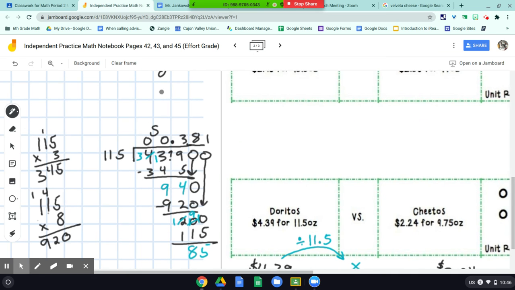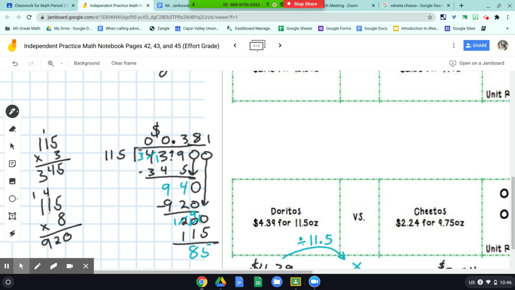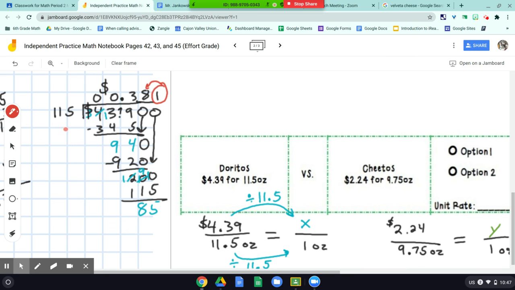So when I look at this, because remember, this is dollars we're dividing to. When I look at this and I have a 1 at the end of it, do I round this 8 up to make 39, or do I keep it the same? I'm going to keep it the same. So the cost of Doritos is $0.38 per ounce.